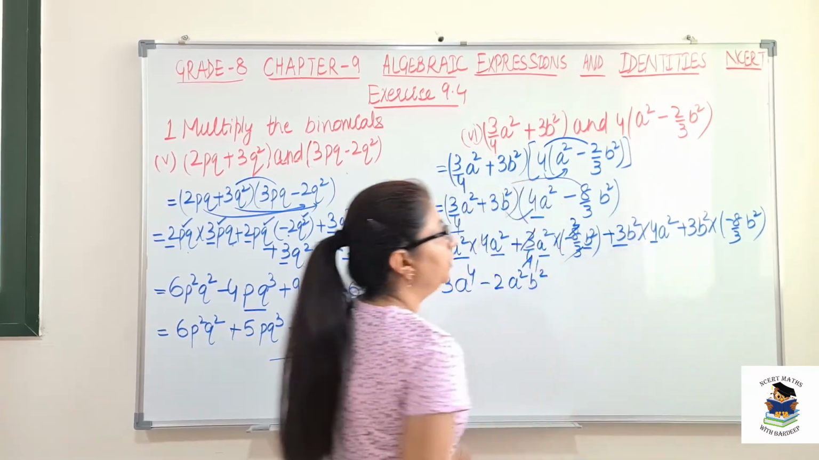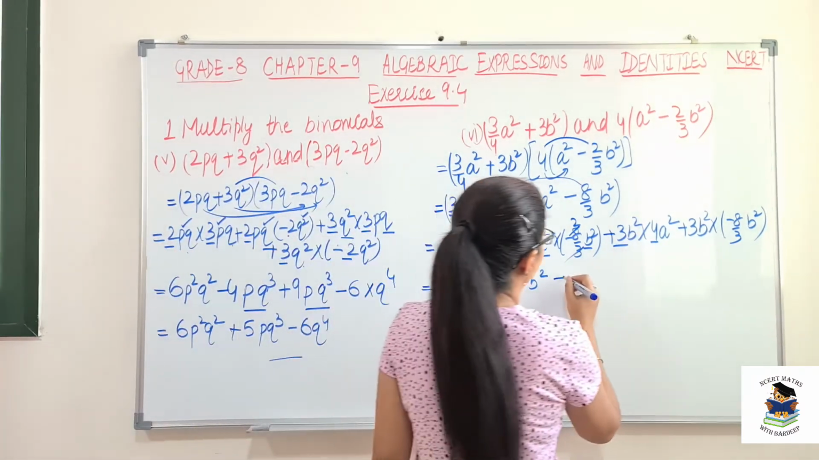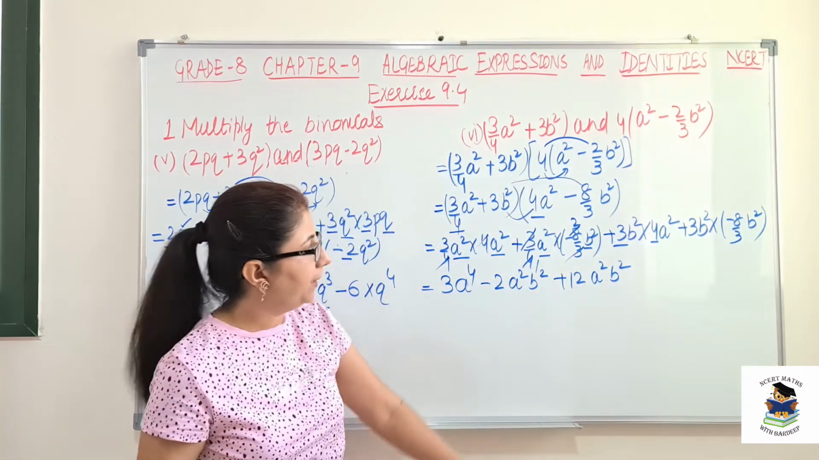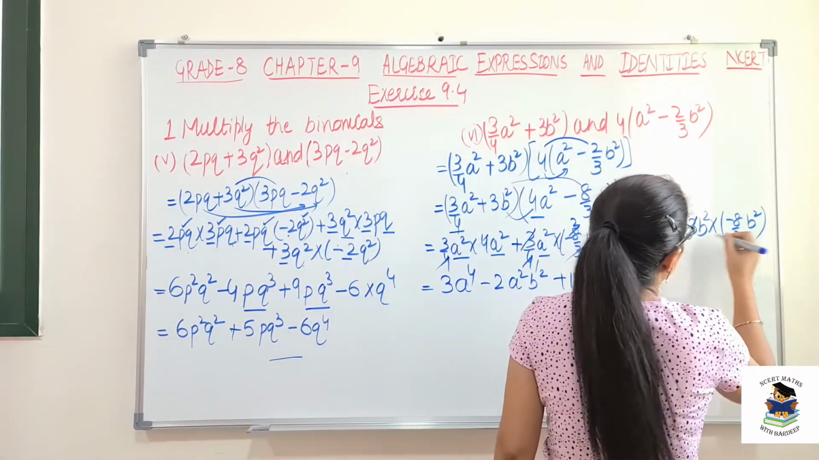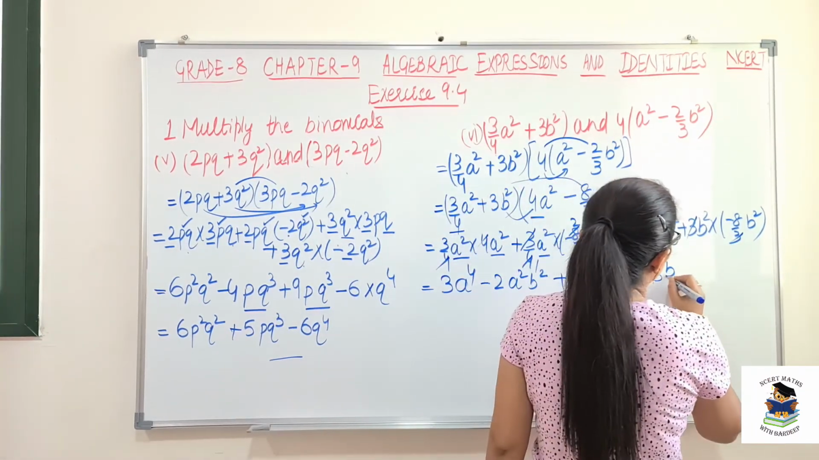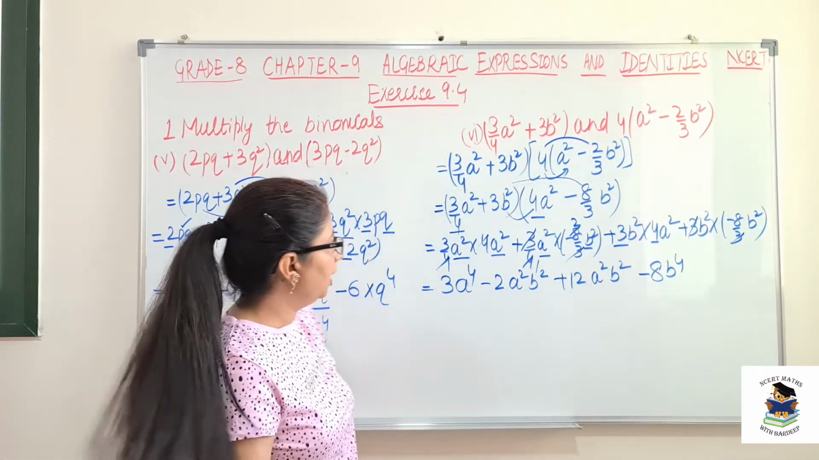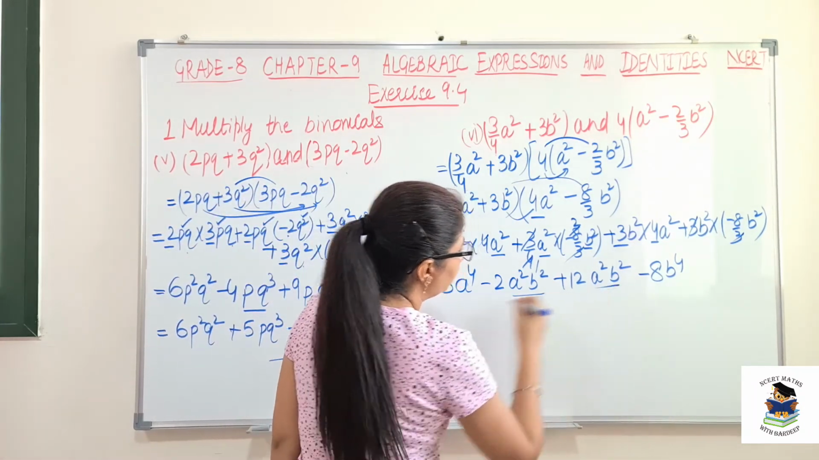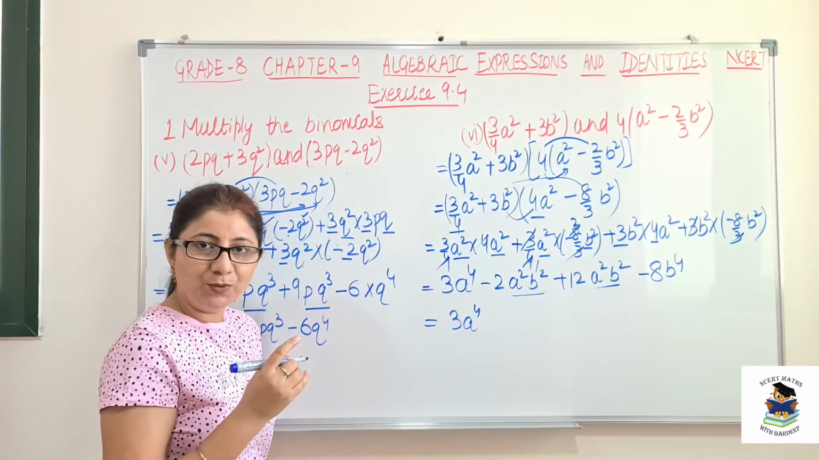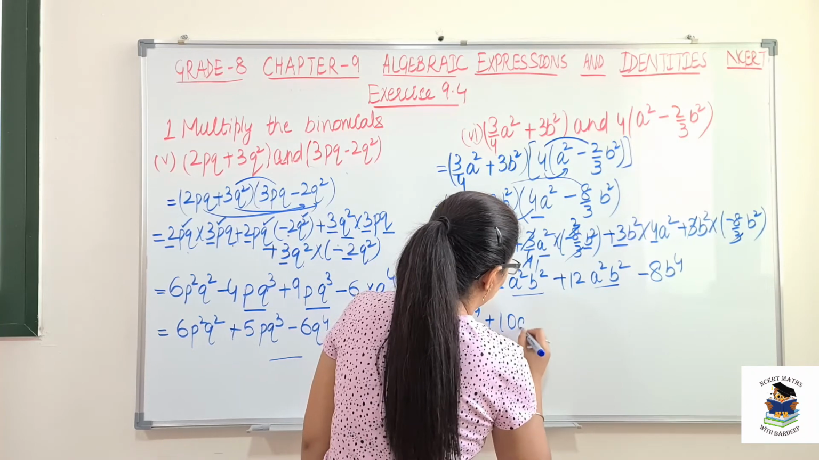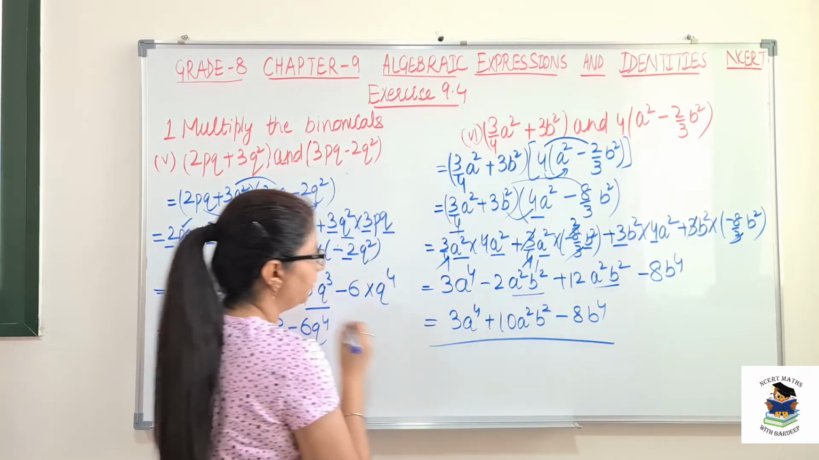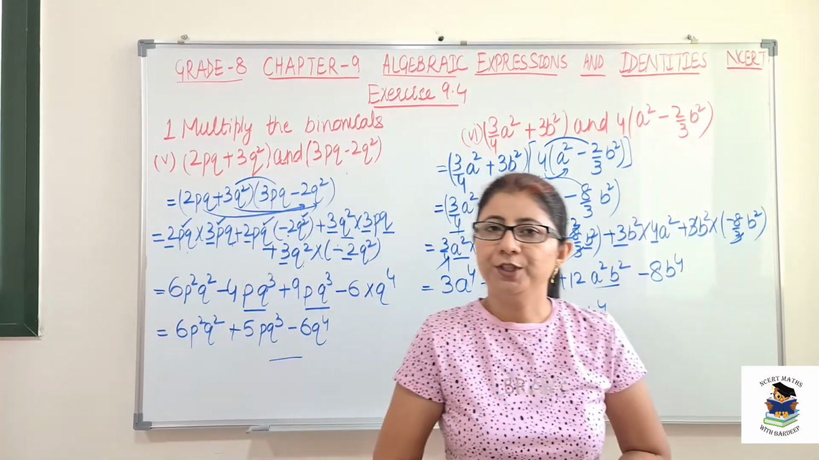Now let's see here, 3 into 4 as 12 and b square a square can be written as a square b square in alphabetical order. And last is this 3 and 3 will get cancelled. So I will get minus 8 and b square into b square as b4. Now for like terms we have these two like terms. So when we will combine them, so 3a4 minus 2 plus 12. So we will have plus 10 a square b square and minus 8b4. This is our final answer of sixth part of question number 1.